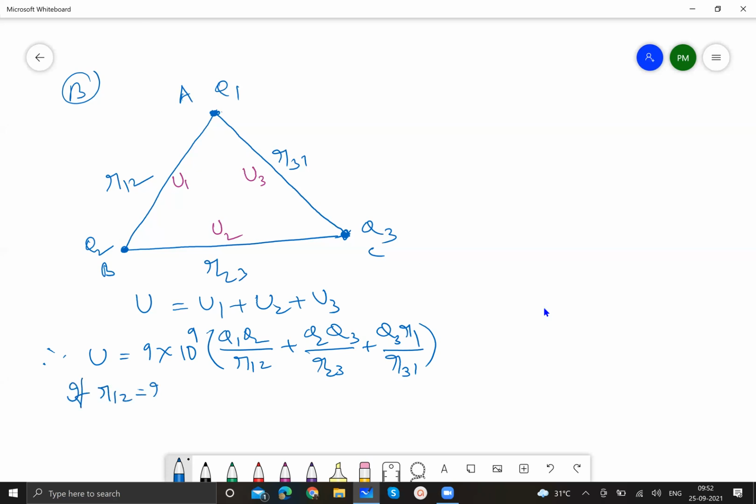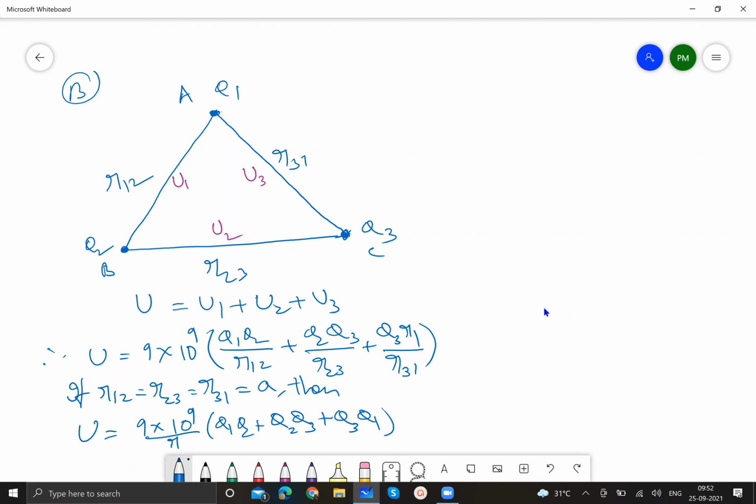If R12 is equal to R23 is equal to R31 is equal to A, the side of the triangle, then the electrostatic potential energy is given by 9 into 10 to the power of 9 by R into Q1, Q2 plus Q2, Q3 plus Q3, Q1, in joules. And you can extend this argument.